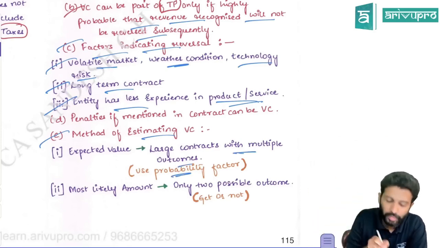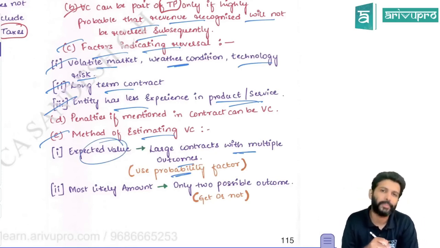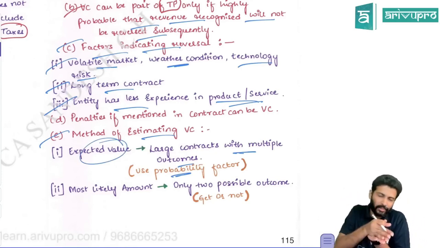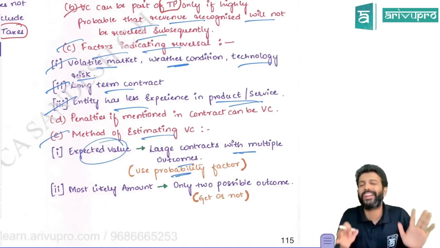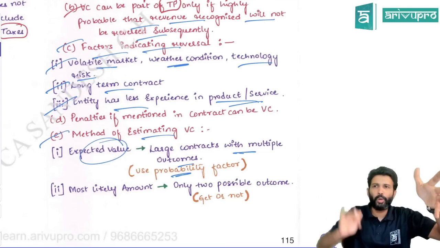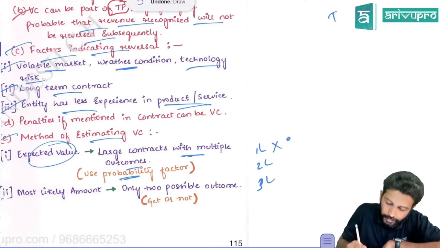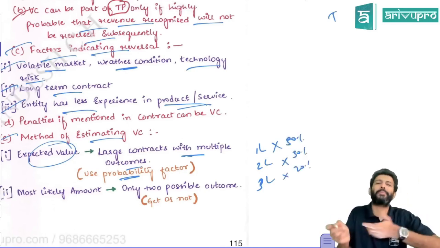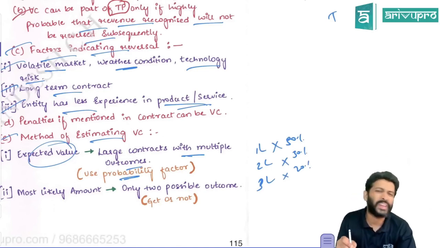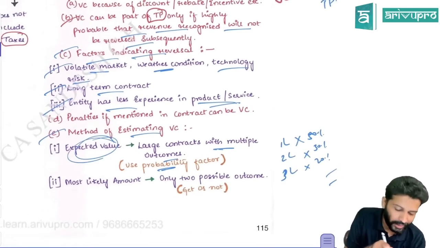And if you have multiple outcomes, we use a method called the expected value method to find out the variable consideration. The expected value method is used in case of multiple outcomes. Normally in these sort of questions, they will give you amounts like 1 lakh, 2 lakh, 3 lakh, and they'll give you probability factors, let's say 50%, 30%, 20%. Simply take the amount and multiply by the probability factor, and if you sum it up, you will get the variable consideration amount. That is your expected value method.